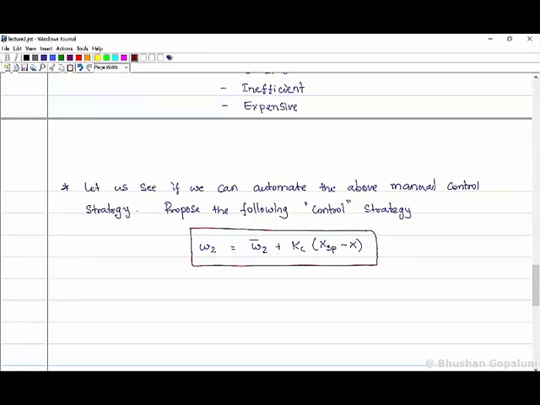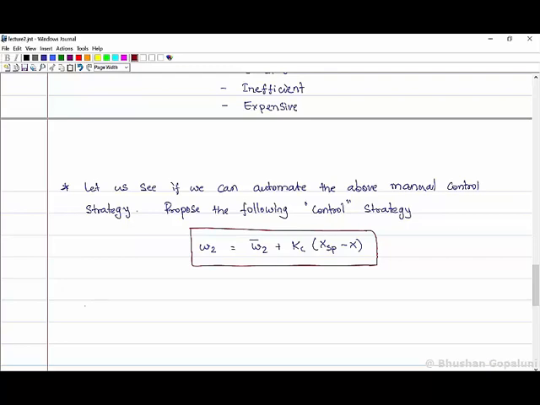So I'm going to propose the following control strategy where the flow rate of pure A, W2, is going to be equal to W2 bar plus some positive constant Kc times the difference between the set point and the concentration in the exit stream. The difference between the set point and the concentration is what is called the control error. It's the error between the set point and the actual concentration in the exit stream.